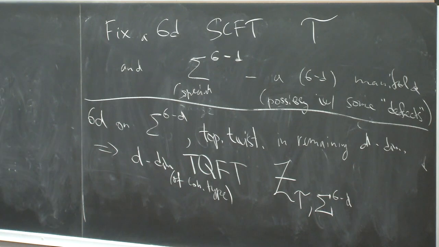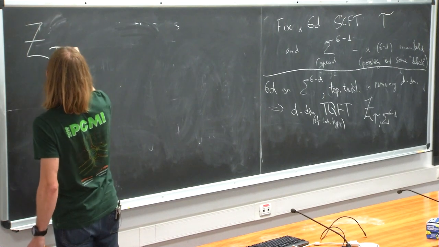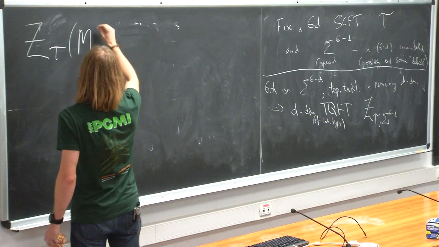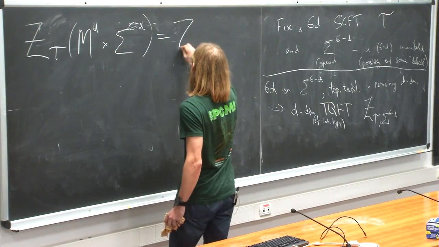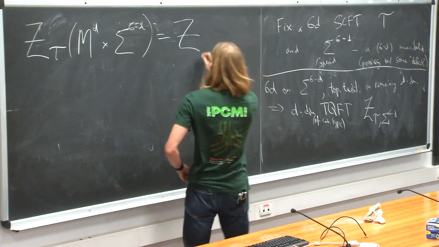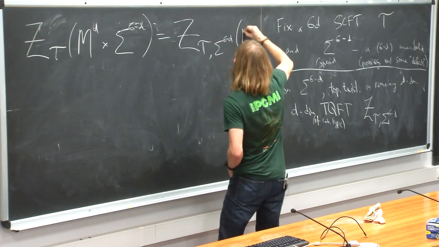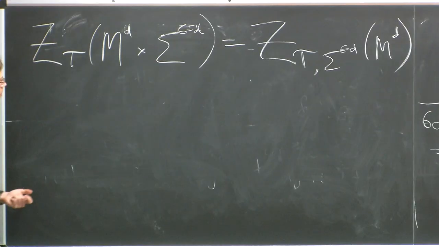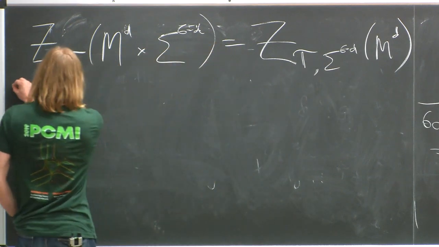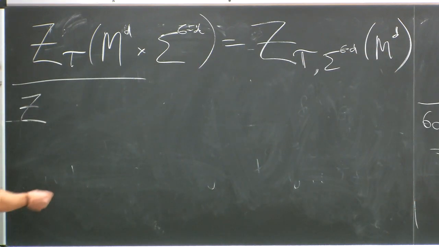So in particular, what this means is that if, for example, I consider the partition function of this 6D theory on a six-manifold, which is a product of a d-manifold times sigma 6 minus d, this is a partition function of this effective TQFT. And if this is a closed manifold, then this should be some number. But in general, I want to understand this as usual in the sense of the Atiyah axioms.